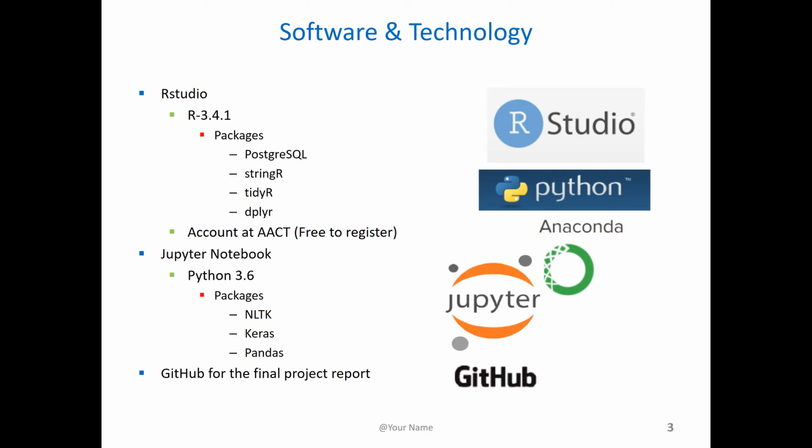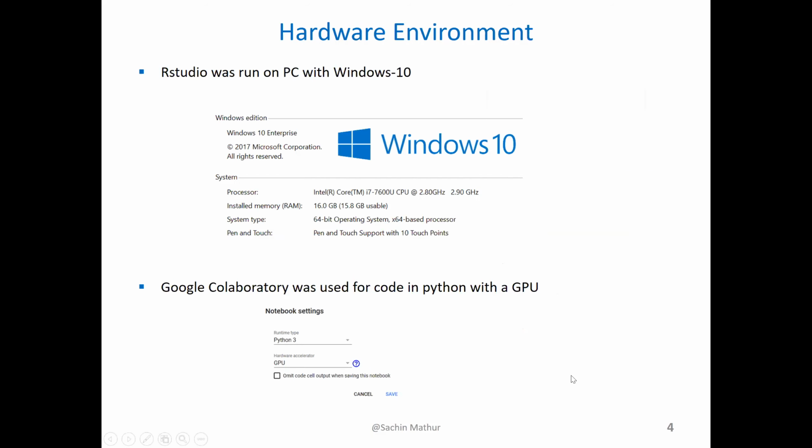The second half of the project is using Jupyter with Python 3.6. The packages are NLTK, Keras, Pandas, and Gensim. I've used GitHub to deposit all of my work in the repository. I've used RStudio in the Windows PC environment, and the Python was run on Google Colaboratory. The backend was a GPU.